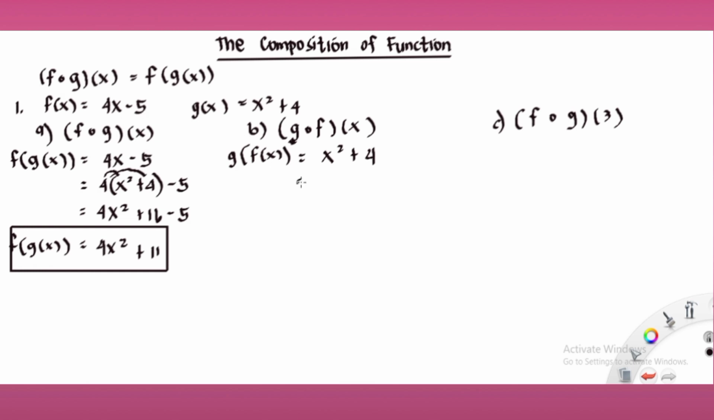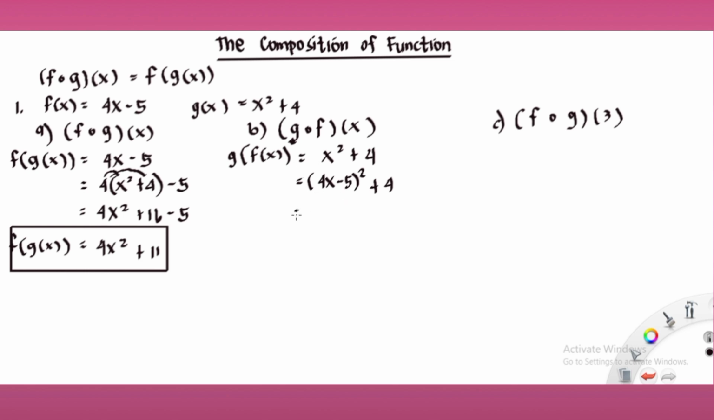So, this will become, instead of writing x, ilalagay natin yung value ng f of x, which is 4x minus 5. Okay? Yung x, instead of writing x, we have 4x minus 5. And then, do not forget squared. And then, copy plus 4. And then, of course, naka-square yung binomial na 4x minus 5. It means that we have to multiply 4x minus 5 by itself twice.